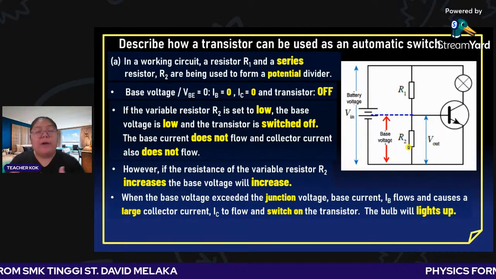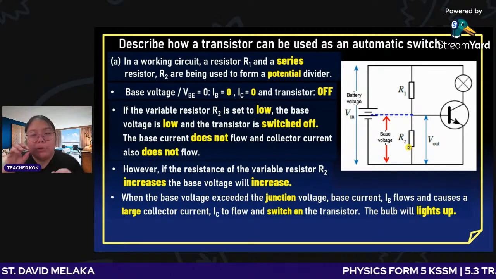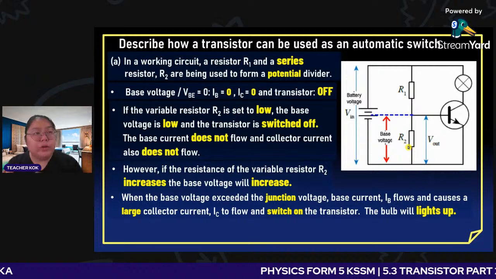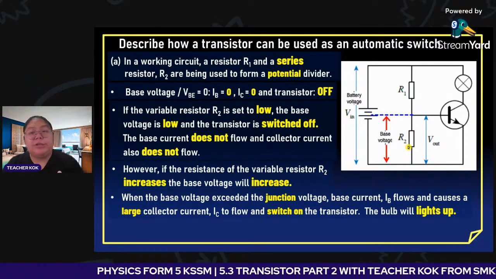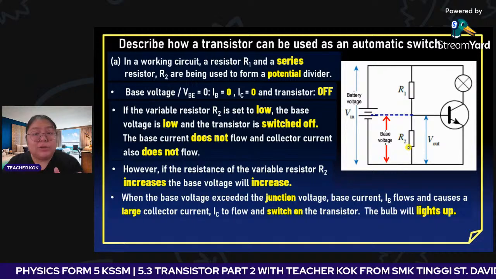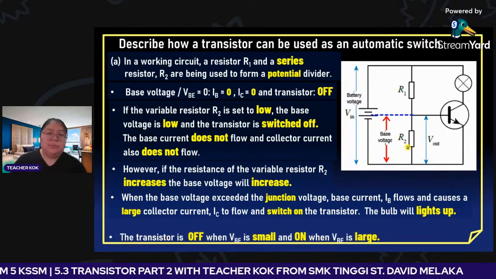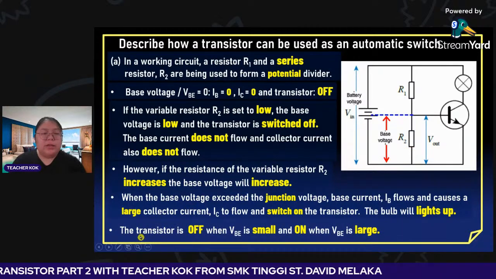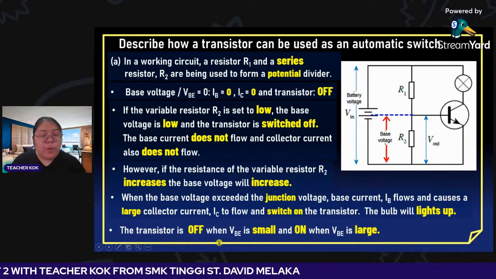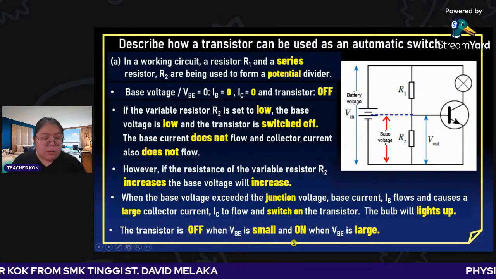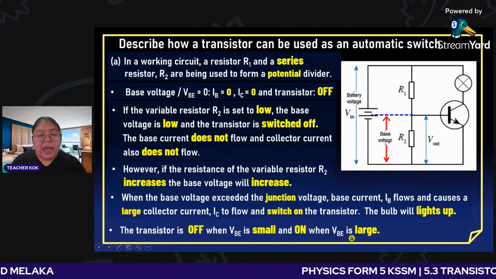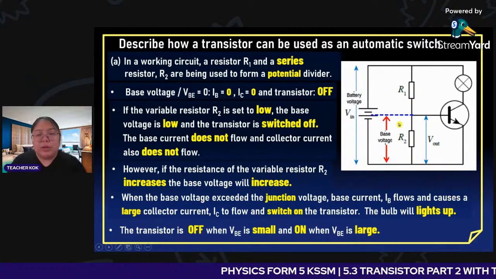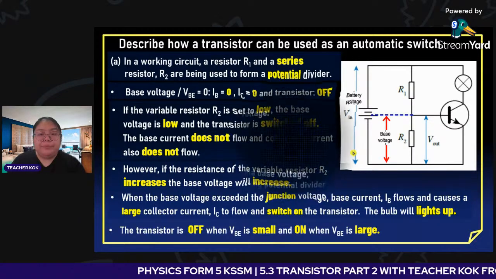Okay, now after we understand the R2 and also the voltage function, then we need to go through the actual situation. That means the automatic switch. Okay, the last one, the transistor is off when the VBE is small, and will be on when the base-emitter voltage is large. So what is important is the base.